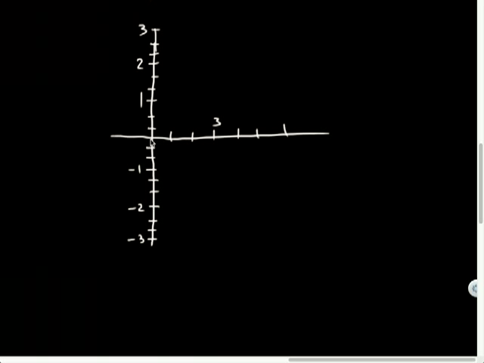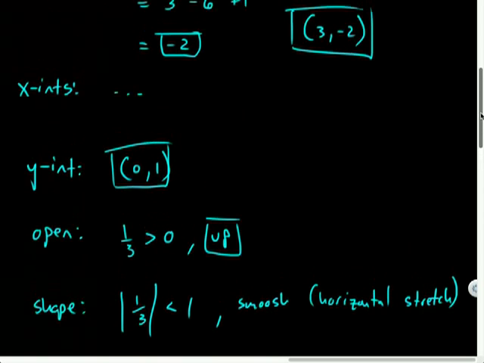So let's see. My vertex is at 3, negative 2. Okay, so right thereabouts. Actually, I don't need as dark of a point this time. So over 3, down 2. Right there. All right, so there's my vertex. And it opens up. And now let's figure out my slopes.